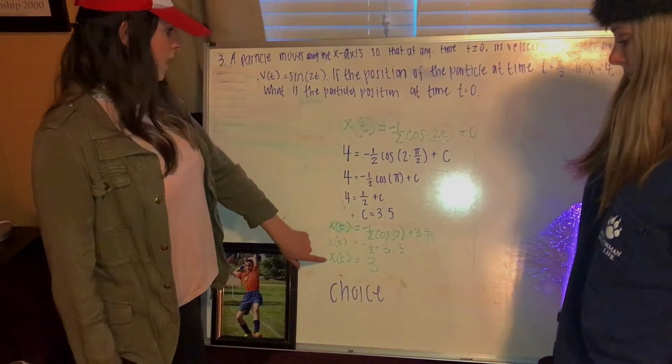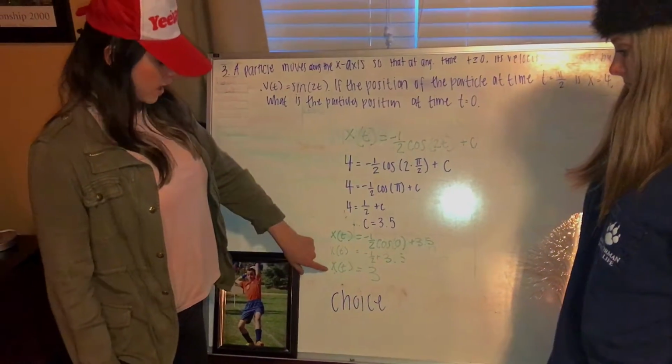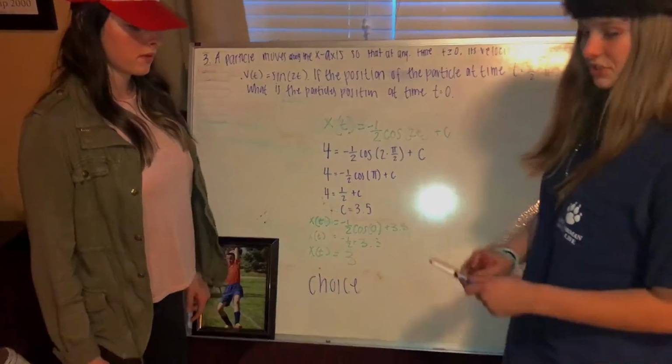So you find that the particle's position at time t equals 0 is 3. Which is choice C. That's right.